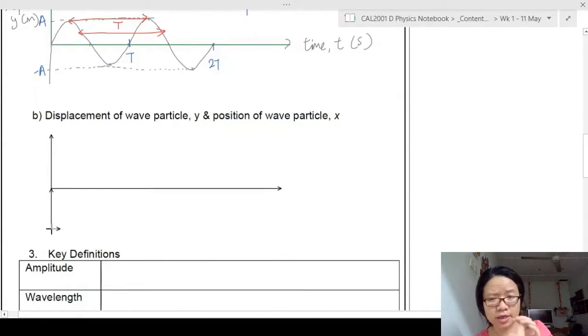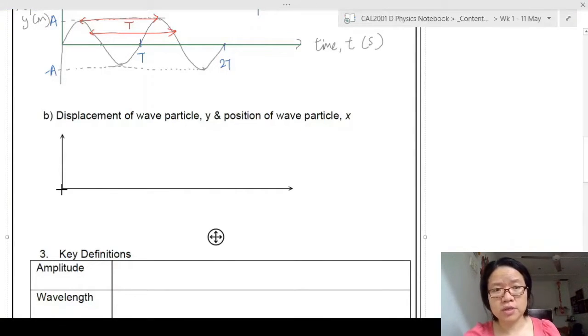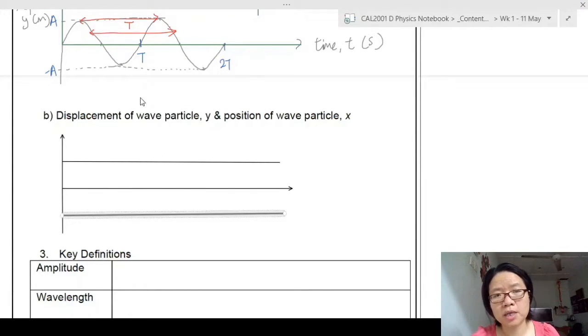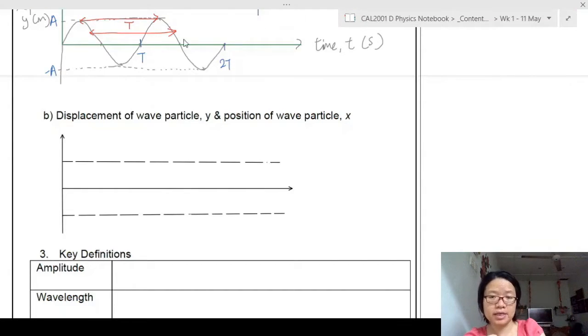But sometimes we want to take a photo, or we want to see the entire wave profile. So now, if you look at the x-axis, it has changed from time to the position of the wave particle x. That means a different graph. We are taking a photo of many wave particles.